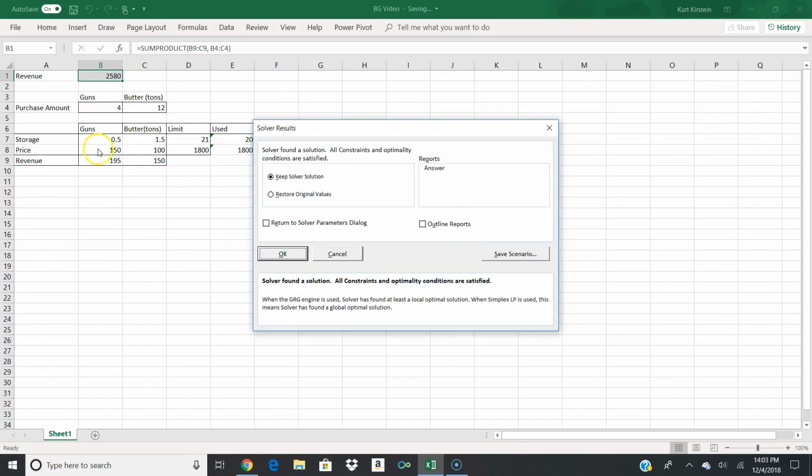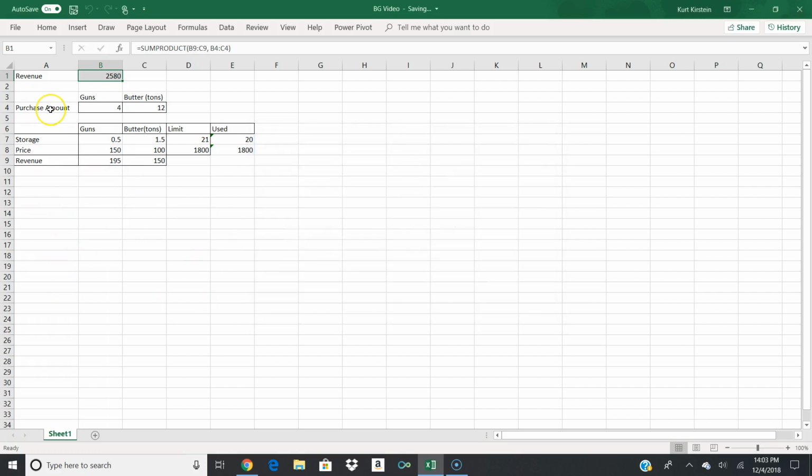Okay, I had to adjust some stuff, so I ducked out for a little bit, but I'm back here. So I've run Solver, and it's brought up our solution. All right, what do we have here? We have our maximum revenue is $2,580. We can produce 4 guns. We can produce 12 tons of butter. And when we do that, we're going to use up 21 of our cubic meters of space, but we're going to use up all $1,800. Well, that's fine. We're only producing 4 guns. That's a little disappointing. We're producing a whole lot of butter, which is 12 tons of butter.